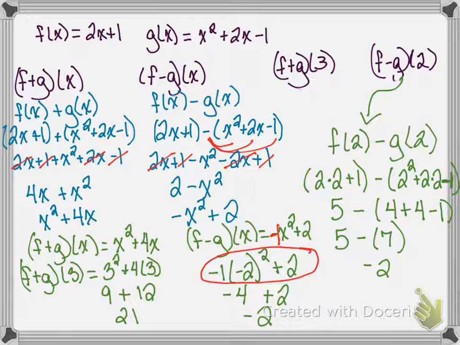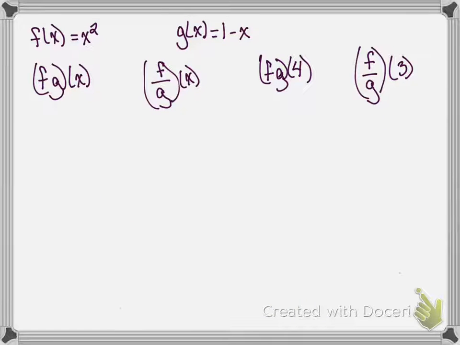Okay, are we ready to multiply and divide? Yes. Okay, here we go. We have a new f of x and a new g of x. So, we're going to do these the same way, except we're multiplying and dividing. F of x is x squared. G of x is 1 minus x.